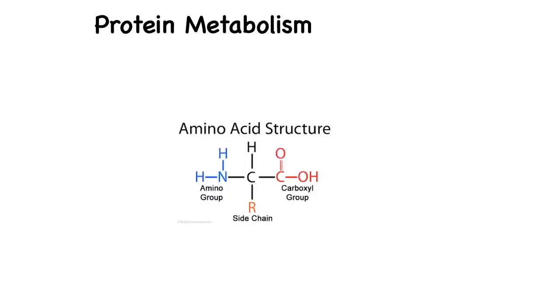Before moving on to protein metabolism, I'd like to review the structure of a protein. Proteins consist of repeating units called amino acids. An amino acid consists of three groups coming off of a central carbon along with the hydrogen: an amino group, a carboxyl group, and a side chain. 20 different types of side chains exist. Therefore, there are 20 different types of amino acids.